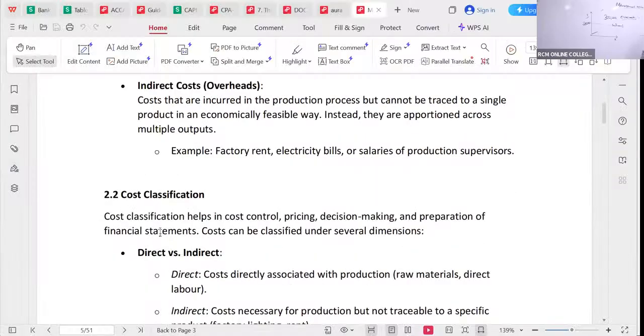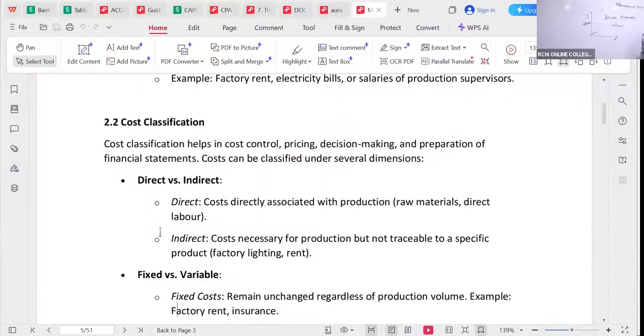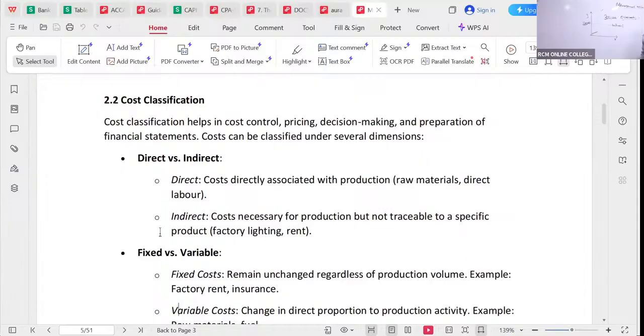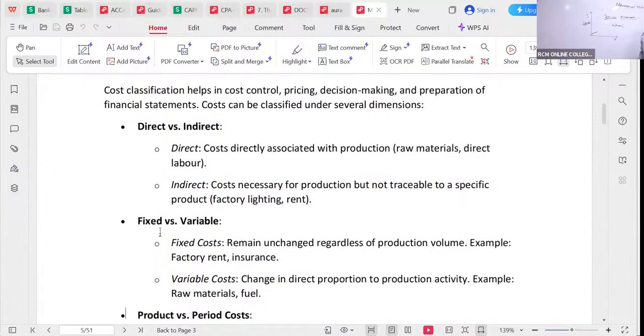Then we have cost classification, where you can see we have direct versus indirect. I don't have to belabor that. We also have fixed versus variable. What are fixed costs?